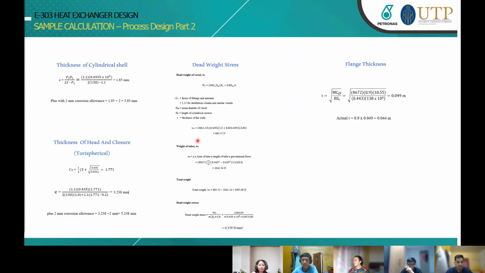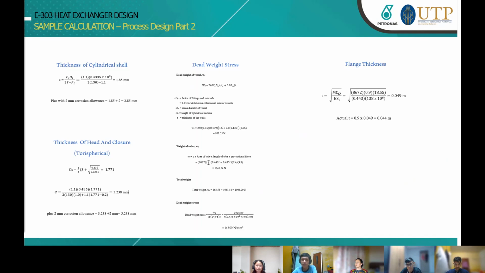The thickness of the cylindrical shell after taking the corrosion factor into consideration is 3.85 mm. As for the head and closure, torispherical shape is chosen because it is the most economical choice. The thickness of the head after considering the corrosion factor is 5.238 mm. The total weight of the vessel, which consists of the weight of tubes and shell, is 1905.09 Newton. The dead weight stress of the heat exchanger is 0.359 Newton per millimeter squared.